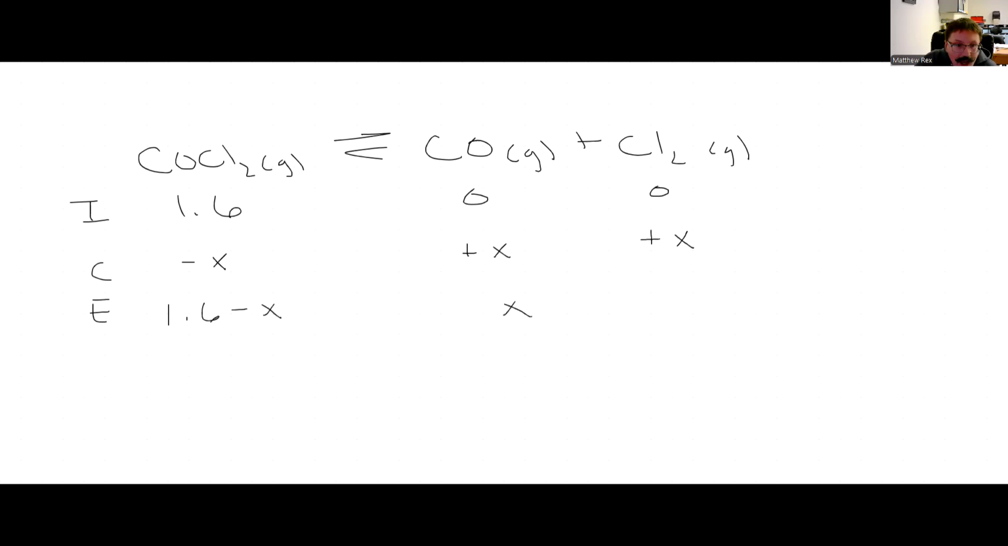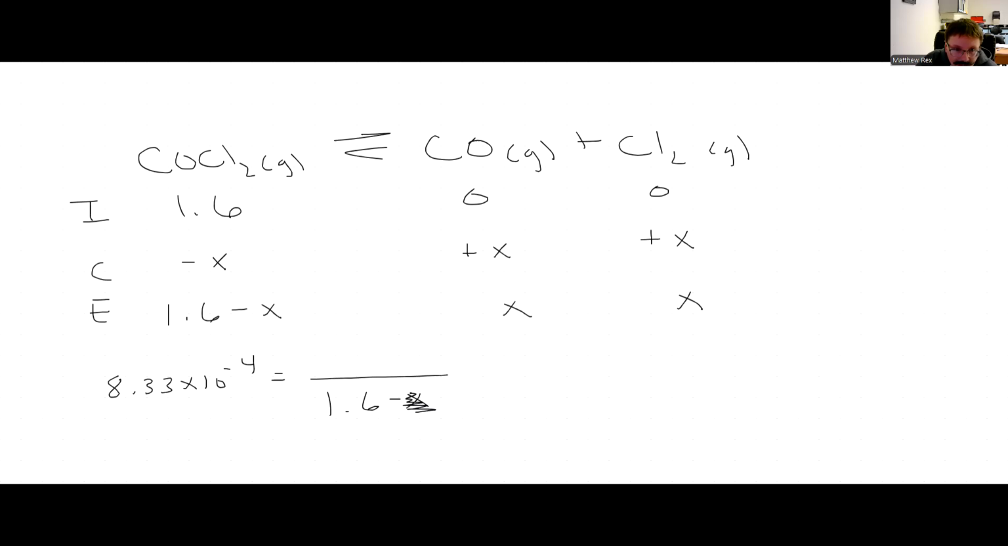Now our K is 8.33 times 10 to the negative 4. I've got x times x, which is x squared over 1.6 minus x. I'm looking at 1.6. I'm looking at my K. My K is pretty small. In fact, my concentration is almost 5 orders of magnitude greater than my K sub C. So I'm going to go ahead and do the x is small approximation.